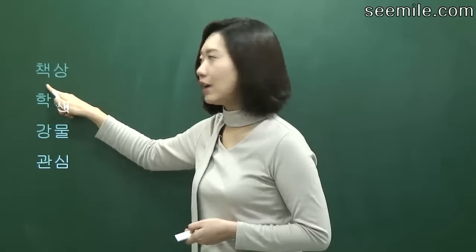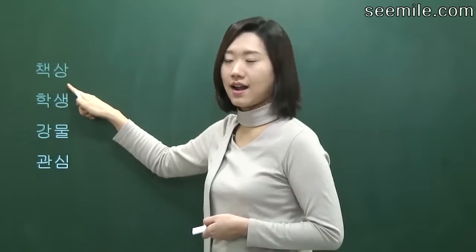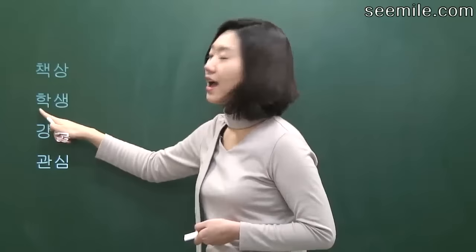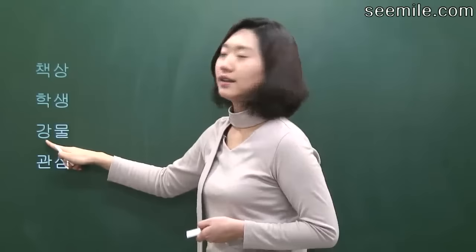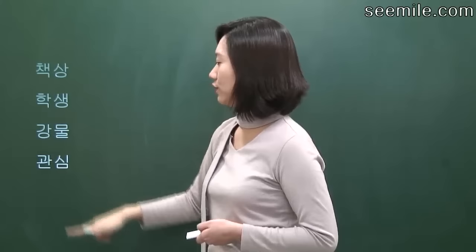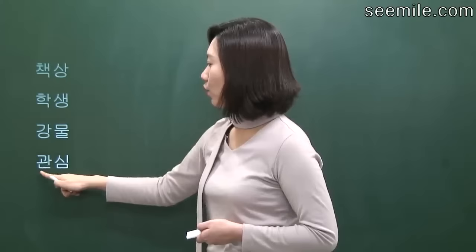Chaek sang. Chaek sang. And next, what is it? It's hak saeng. Hak saeng. And gang bul. Gang bul. Okay. And gwansim. Gwansim. Its first level is composed of combined vowels.